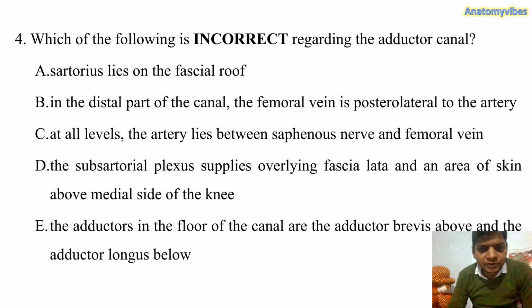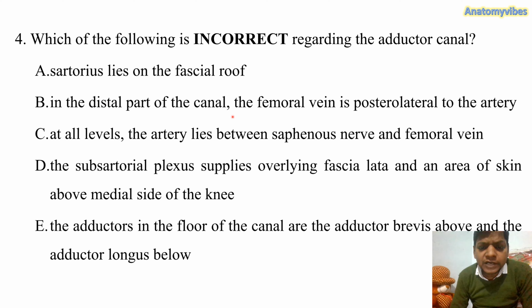Moving further. So the next question is, which of the following is incorrect regarding the adductor canal? So we have 5 statements. So we have to recognize which is incorrect. Sartorius lies on facial roof. So this is very simple. Just below the sartorius we have subsartorial fascia. So sartorius lies over the facial roof.